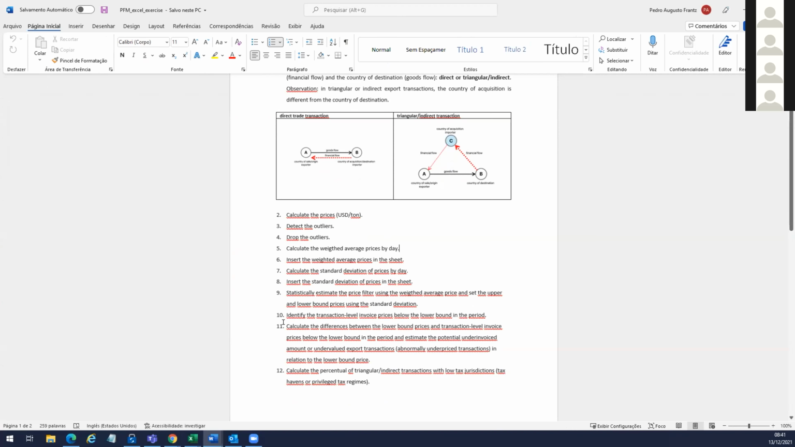11. Calculate the difference between the lower bound prices and transaction level invoice prices below the lower bound in the period and estimate the potential under-invoiced amount or undervalued store transactions, abnormally underpriced transactions in relation to the lower bound prices.